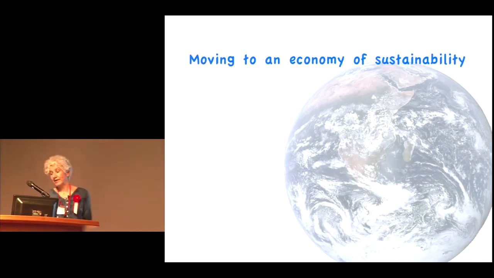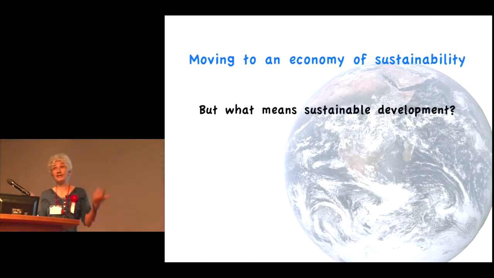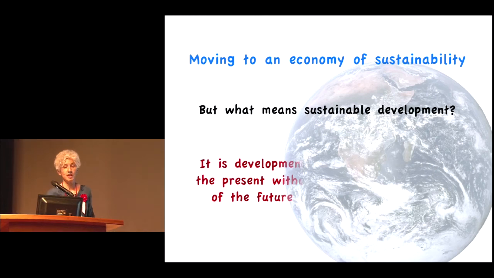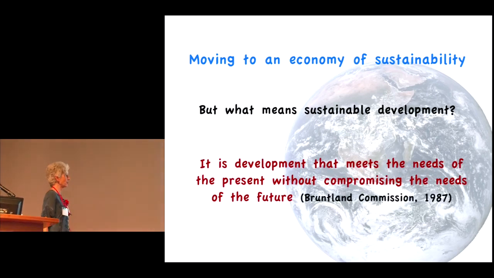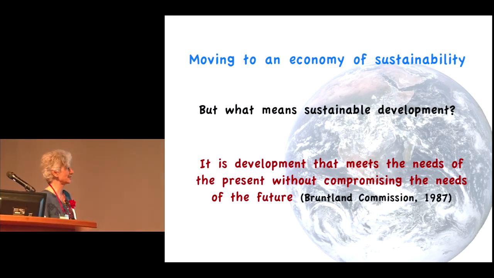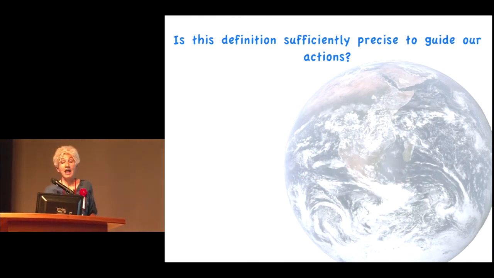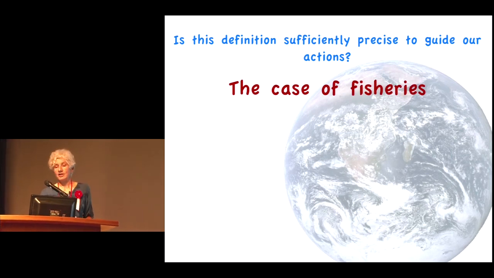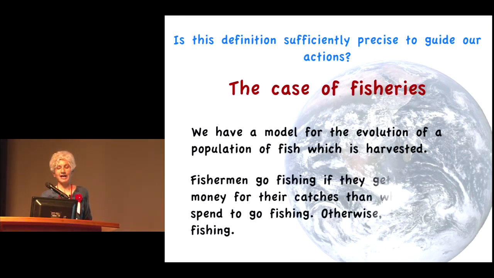To finish, just an example: moving to an economy of sustainability. This is something we need to do, so we need a scientific definition. What is sustainable development? It is development that meets the needs of the present without compromising the needs of the future. It's a definition from a commission of the United Nations. Is this definition sufficiently precise to guide our actions?